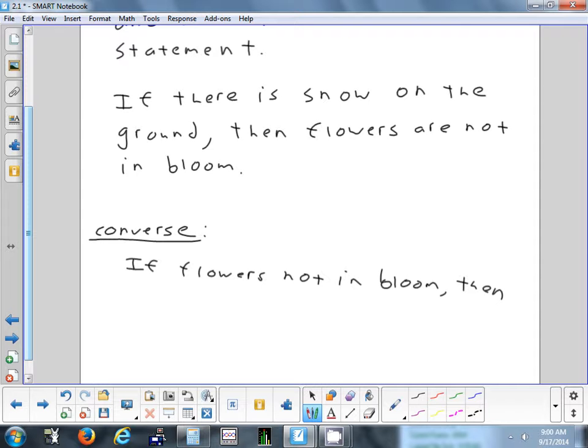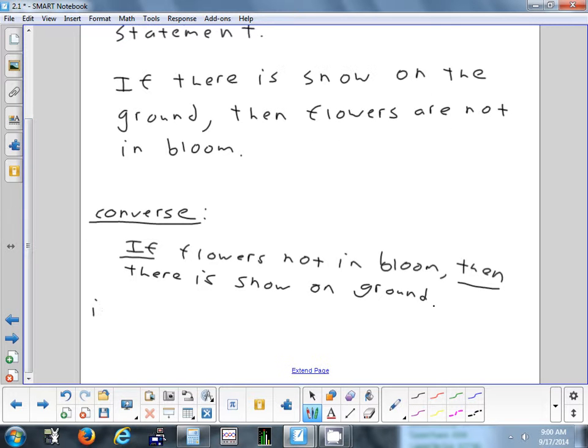Not quite. We can't have if at the end. So we have, if the flowers are not in bloom, then there is snow on the ground. It's a little picky, but we can't use the word if at the beginning and the end. If we use if, we've got to use then. Okay, so that's my converse.